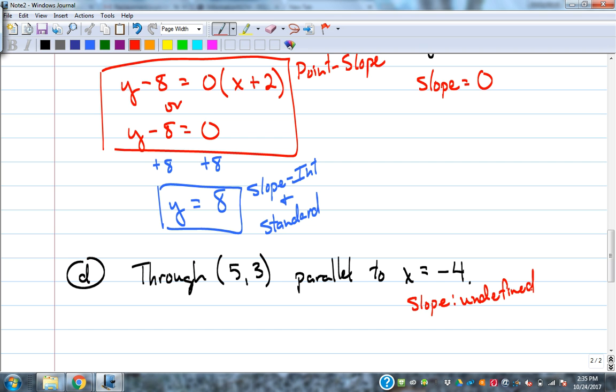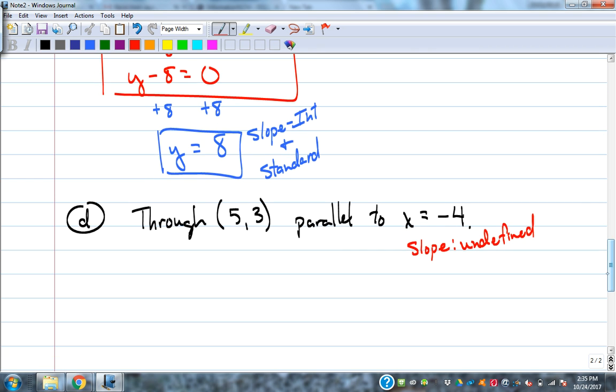And when it's an undefined slope, we had some problems like this on the worksheets this last week, or in the last week and a half, we've been working on this stuff. The equation for that uses only the x value. If it's parallel to a vertical line, then it better be another vertical line, right? What's the equation of a vertical line that goes through (5, 3)? X equals 5. And guess what? That's all three forms.